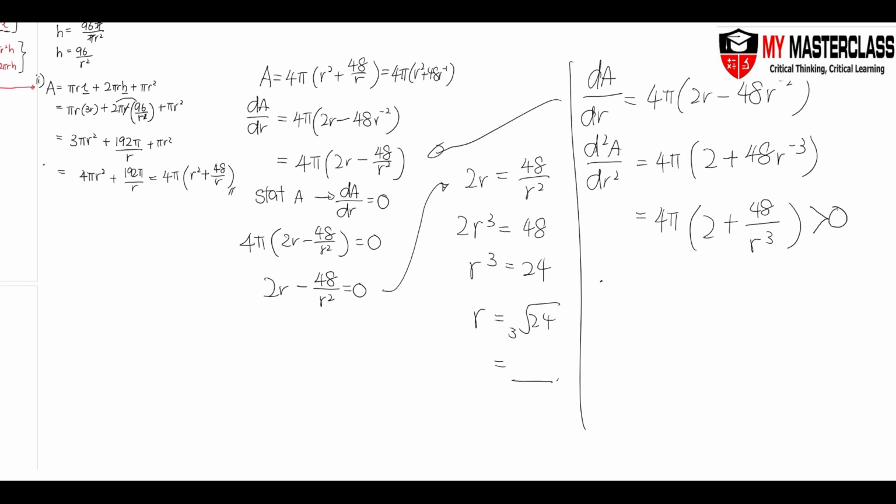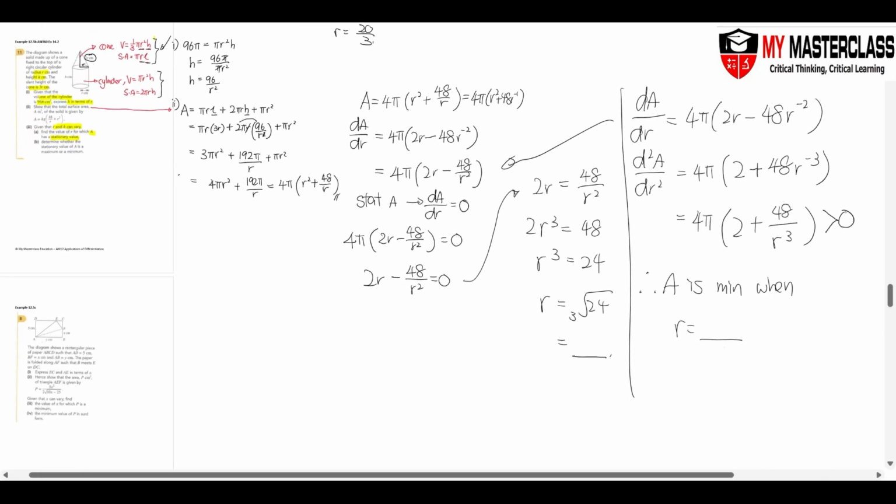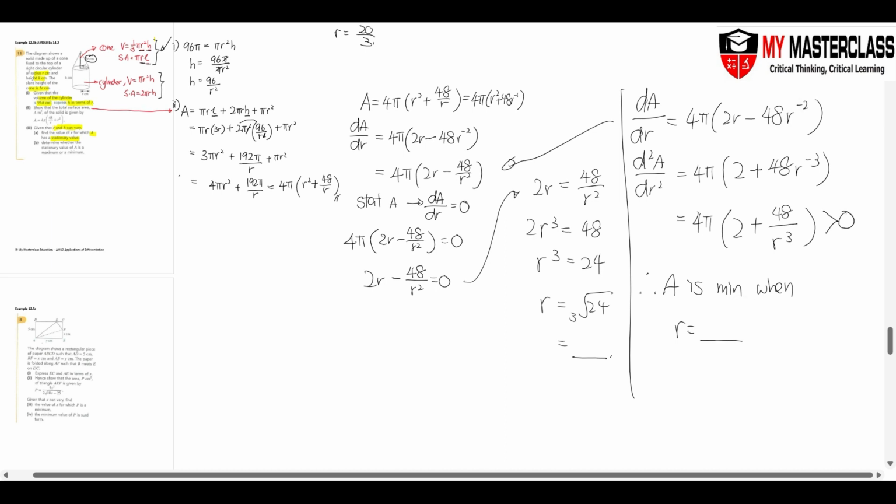So if the second derivative is greater than 0, A is a minimum when r is equal to your answer over here. And if the question asks you to look for the A, substitute the r into the A to get the answer. And this is how you solve a typical maxima and minima question.